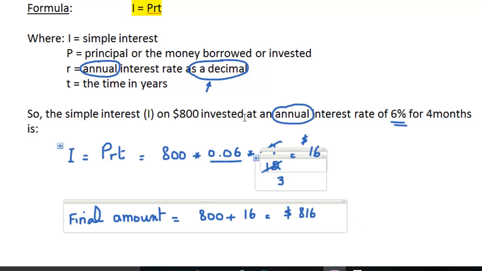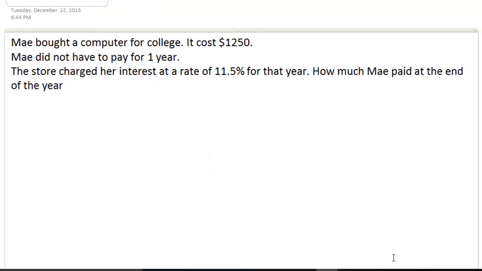Another example to make it more clear. May bought a computer for college. It costs $1,250. May did not have to pay for 1 year. So the owner of the shop told her, you don't have to pay during this year, but the store will charge you an interest at a rate of 11.5% for that year, which means annual interest. How much does May pay at the end of the year?